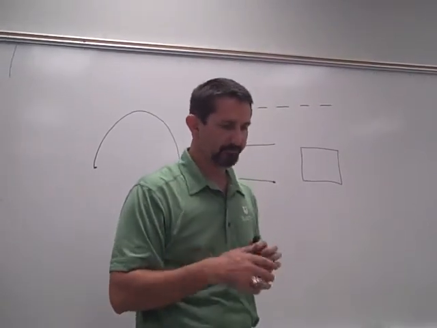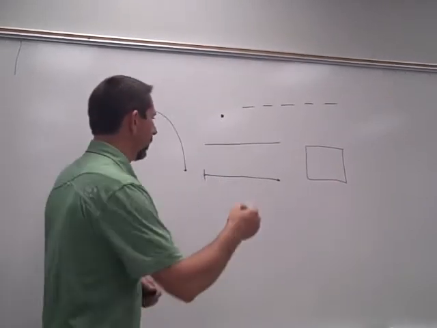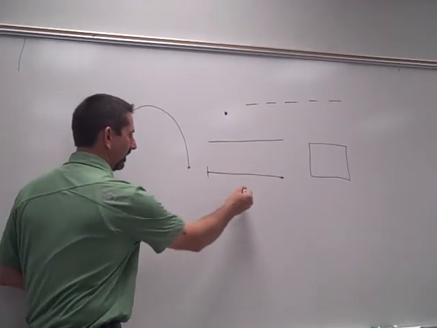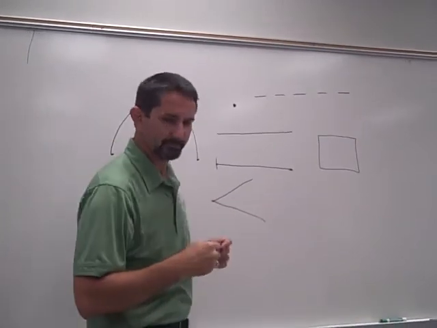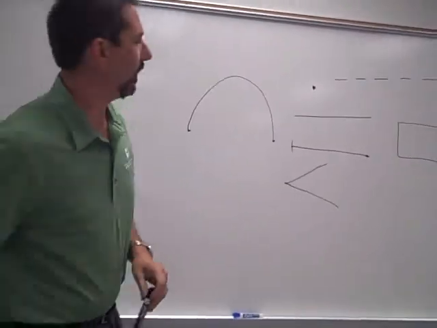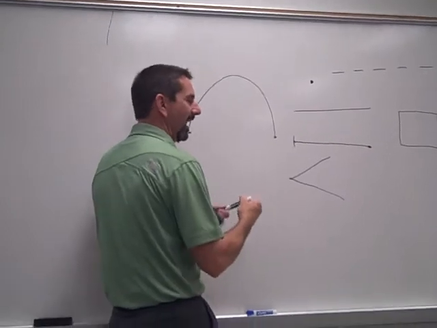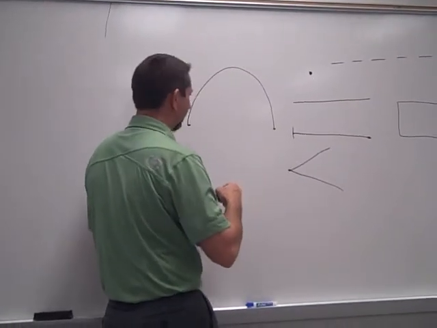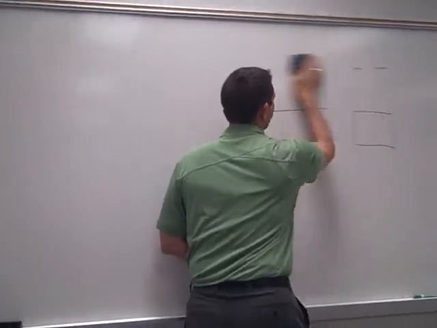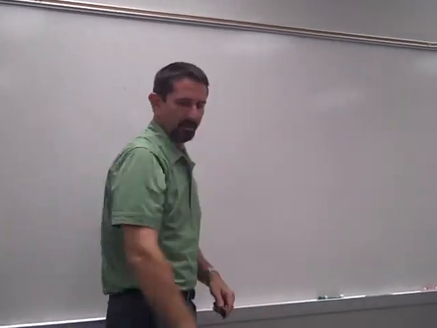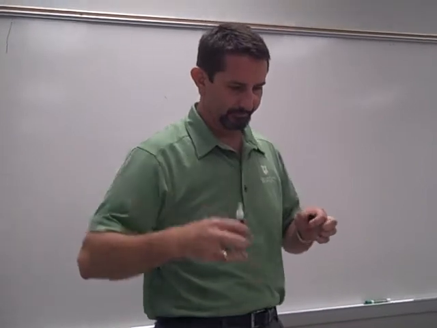What do you call it when you have two lines that come together at a single point? Angle. It is an angle. What do you call the point where they come together? The vertex. Vertex of the angle. Very good. All right. You guys are batting 1,000.